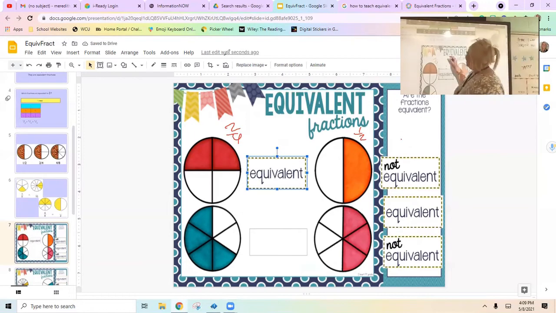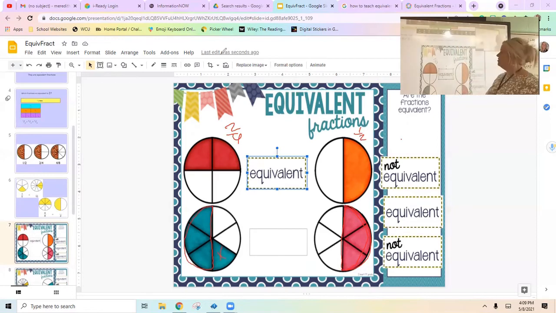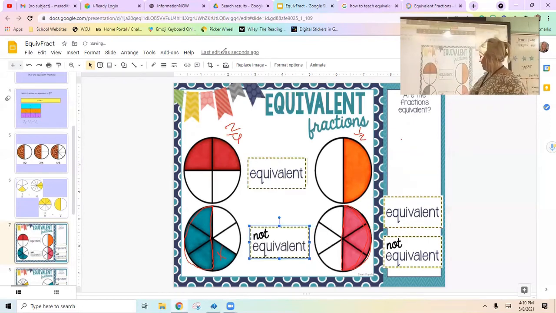Now, I am looking at this fraction and it looks a little bit different. I know that this one is a half, but I've got too much here. This one is over a half. So that means that these two fractions are not equivalent. 4/6 and 3/6 are not the same. 4/6 is greater than 3/6.